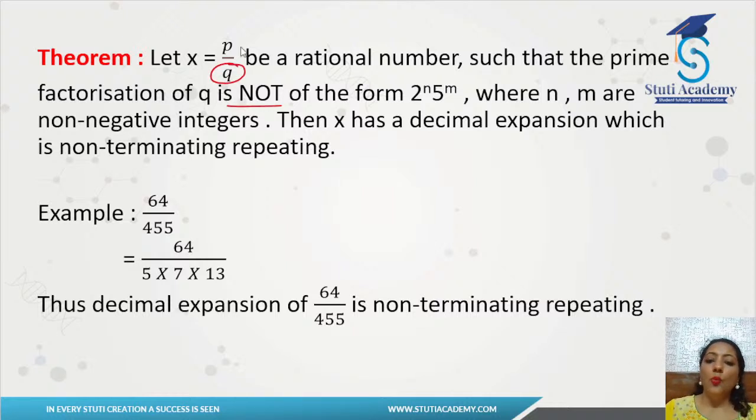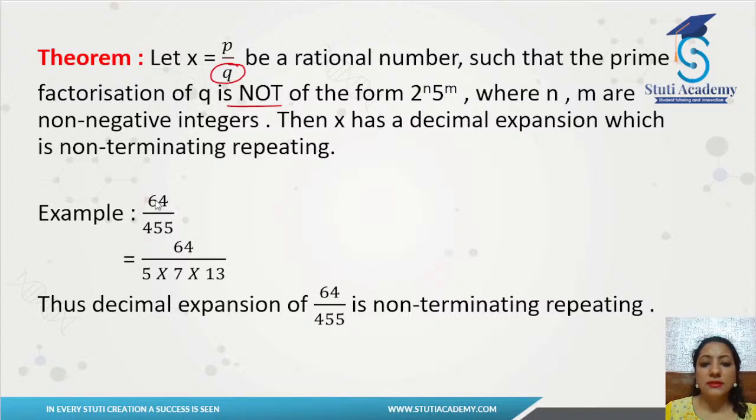That means if we take the prime factorization of q and we have the prime factors as 2 or 5, even both we are having, but then we are having something other than 2 or 5. So if something else other than 2 and 5 occurs, even if 2 and 5 are occurring or not, that doesn't matter. Something else other than 2 and 5 occurs, like we get 3 or 7 or 11 or 13, some other prime factor we get. Then we can say that the decimal expansion is non-terminating repeating.